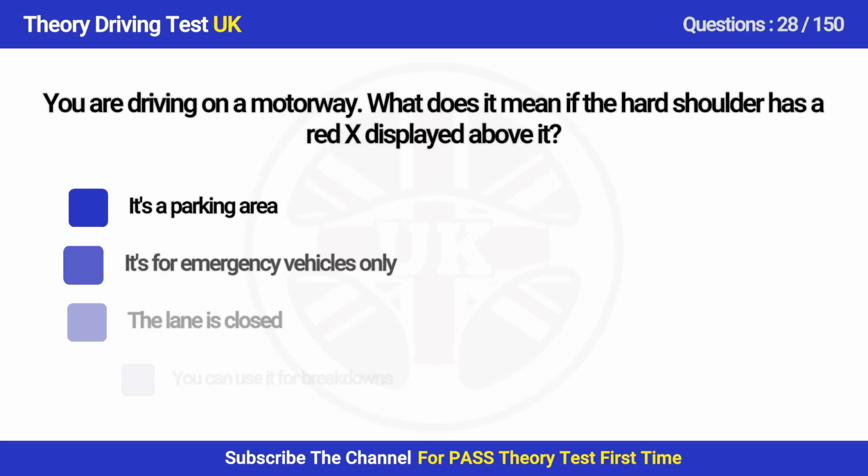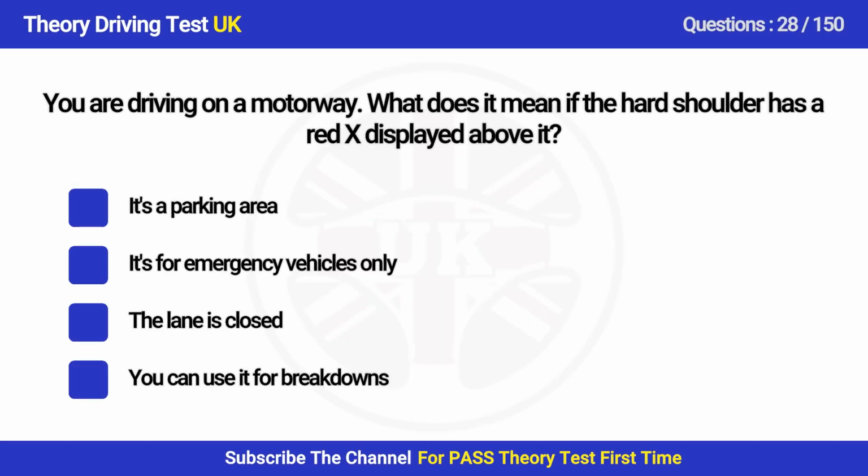Question 28. You are driving on a motorway. What does it mean if the hard shoulder has a red X displayed above it? A, it's a parking area. B, it's for emergency vehicles only. C, the lane is closed. D, you can use it for breakdowns.